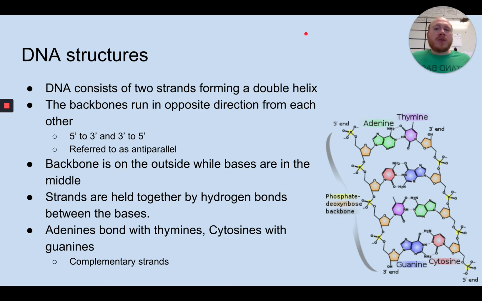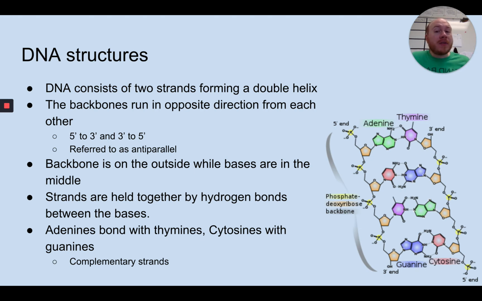So, DNA structure. DNA consists of 2 strands forming a double helix. A double helix is like a spiral staircase. The backbones run in opposite directions. We call this anti-parallel. And so one is going 5' to 3' while the other is going 3' to 5'.